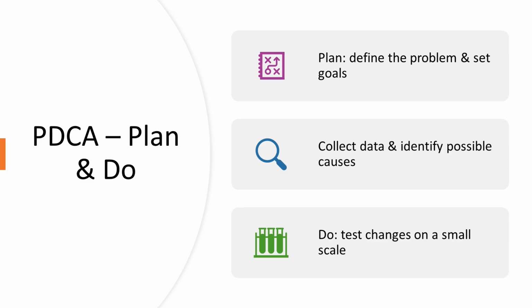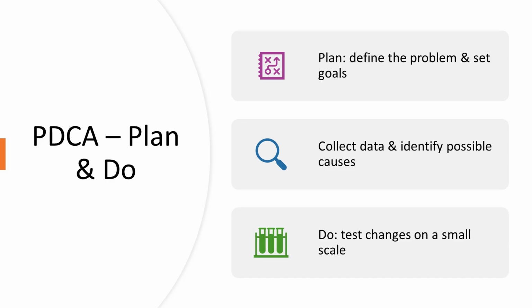PDCA is a continuous improvement cycle. It is a simple loop that we repeat over and over as we improve processes. 1. Plan. In the plan phase, we clearly define the problem or improvement opportunity, set goals, and decide what changes we want to test. We collect data, study the current situation, and identify possible causes. As a supervisor, this might involve meeting with your team, reviewing quality reports, and identifying where performance is not meeting targets.